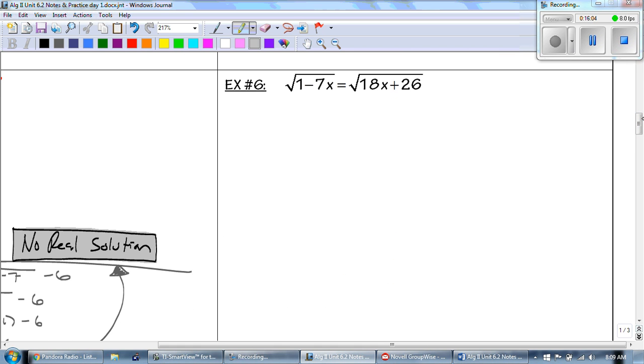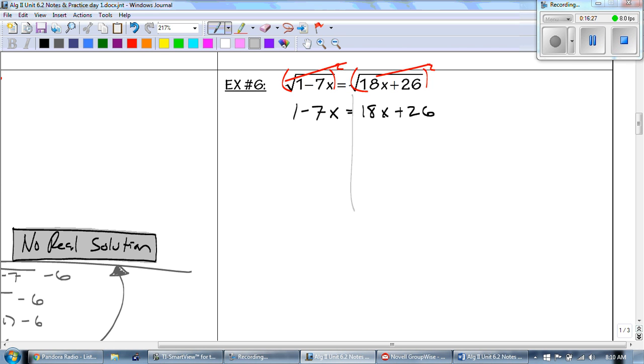All right, number 6. Now, if you know right away, like, oh, I got to square both sides, that's going to be the first step. Okay, that's fine. Do it up there. And then we have 1 minus 7x equals 18x plus 26.